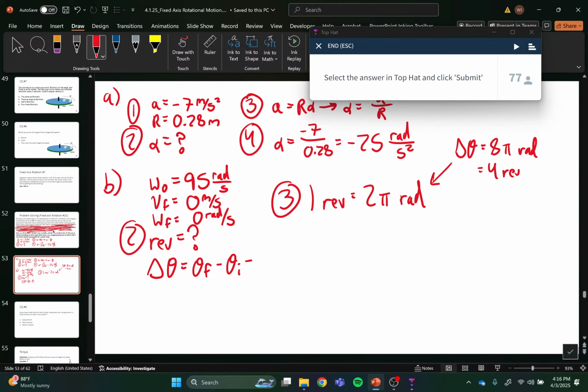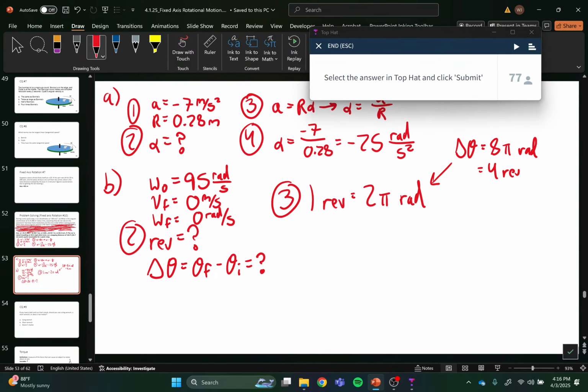We are solving for the change in angle. That's our goal. If we find that, we divide by 2 pi and we're done. We have our initial angular velocity, our final angular velocity, and our angular acceleration. So we have omega initial, omega final, alpha. Think of it this way: we have acceleration, initial velocity, and final velocity, and we're solving for delta x.